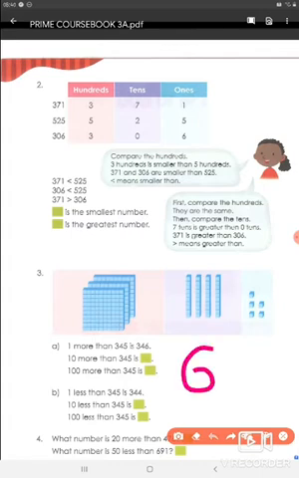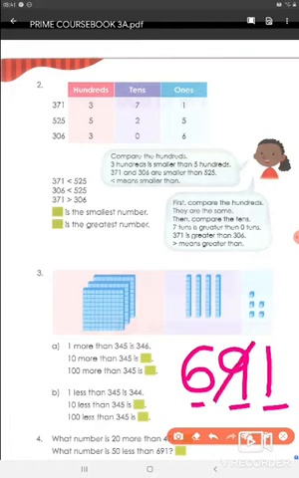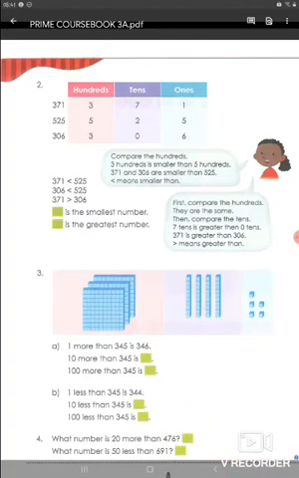What is 50 less than 691? 50 is 5 tens. So do we take it from the hundreds, the tens, or the ones? Definitely from the tens. We take away how many? 5. 9 take away 5 is 4. So we have 641. Easy peasy.